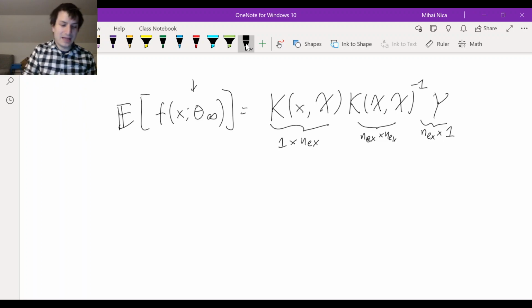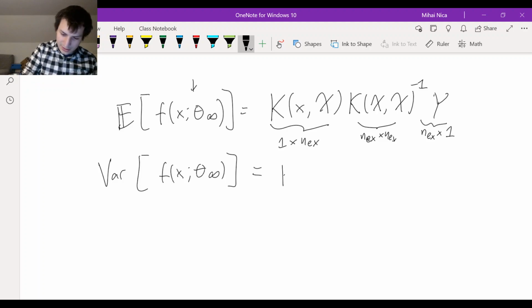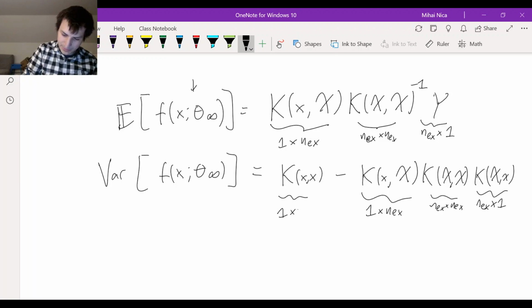So that's one thing, and we also want its variance. It turns out it's Gaussian, and its variance is equal to the following: k of x x minus k of x, script x, k of script x, script x inverse, k of script x, lowercase x. So this is an nx by 1, this is an nx by nx, this is a 1 by nx, and this is a 1 by 1. And that gives you the variance.